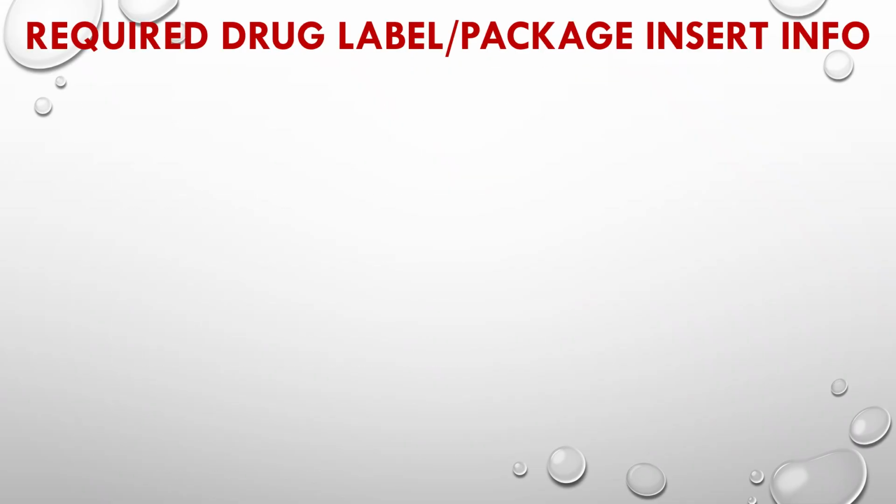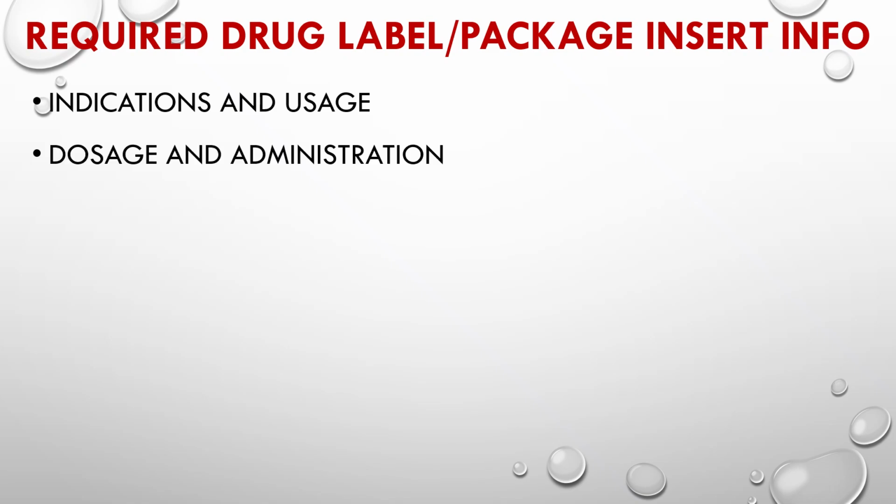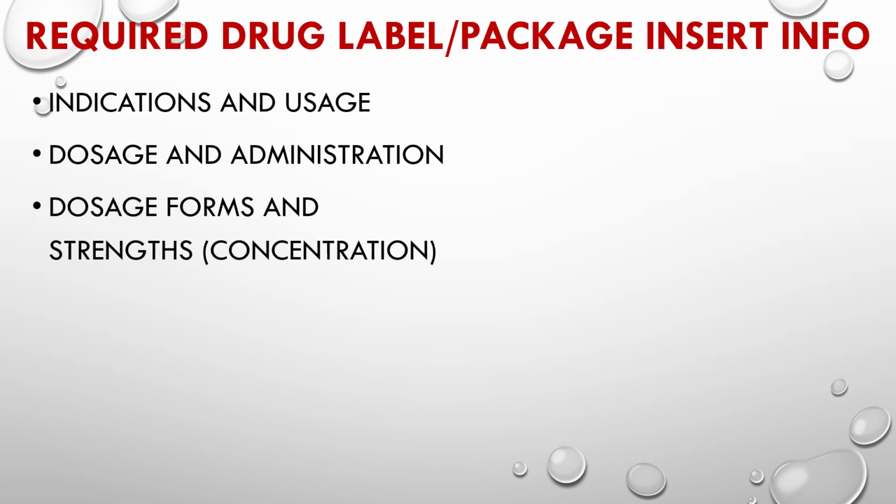So first of all, the laundry list of things that are required to be on the drug label and the package insert, which is incredibly long. So the indications and usage, again, indication is why the drug is being prescribed. The dose and the administration, so is it oral, IV, etc. The dosage forms and strengths, so the concentration. So again, if it needs to be diluted or reconstituted, it gives you the concentration so that you can then calculate out the correct dosage.